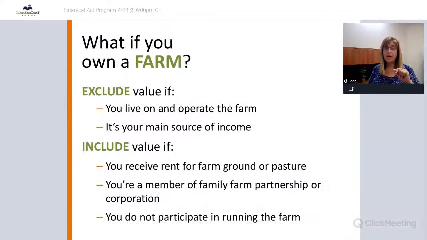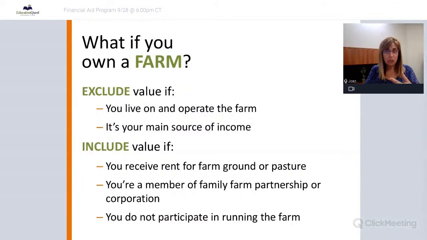Likewise for a farm. Farmers, you are going to report your income from the farm. There may be a situation where you have to report the asset, and there are situations where you don't have to report the asset. If you check out this slide, you'll notice your farm is excluded if you live on the farm and you operate the farm and it's your main source of income. Again, the asset is protected. The income gets reported as part of your income tax information.